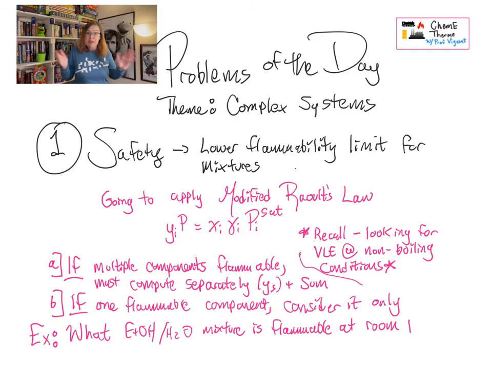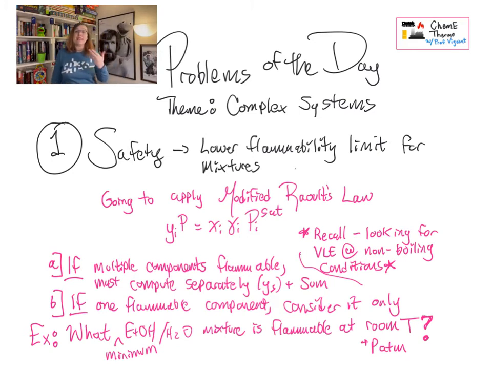So let's figure out today your problem. If you have an ethanol and water mixture, what mole fraction in the liquid is going to be flammable at room temperature? And let's say room temperature is 25 degrees C, and let's say our atmospheric pressure is 1 atm. At what point do we have to start worrying about the flammability of a mixture? So that's your first problem. Please go ahead and use the Margules coefficients from earlier videos, or I'll perhaps remind you of them in class, so that we can solve this problem, taking into account the fact that this mixture is non-ideal.